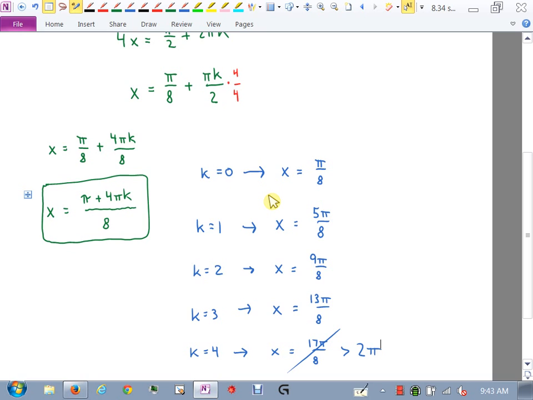Now wait, there might be more. I never checked k is negative 1. If k is negative 1, what would you get? Well, that would be a negative 4, right, pi. And then add pi, that would be negative 3 pi. I'm already done, right? Negative 3 pi over 8. I would throw that out. Why? Because it's less than 0.